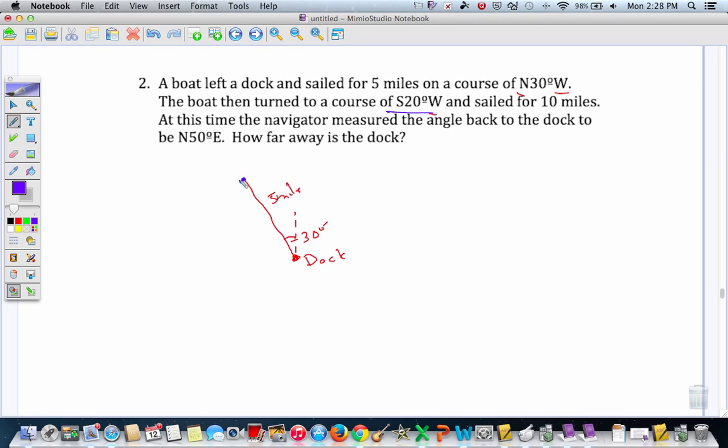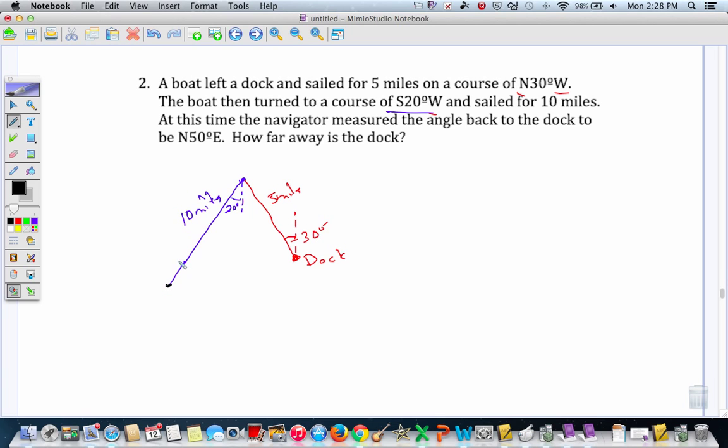From here, once he sailed 5 miles, he changed to a course of south 20 degrees west. So from here, south, and we'll go 20 degrees to the west. He's traveling this way. This angle right here is 20 degrees. He sailed for 10 miles. So this distance is 10 miles.